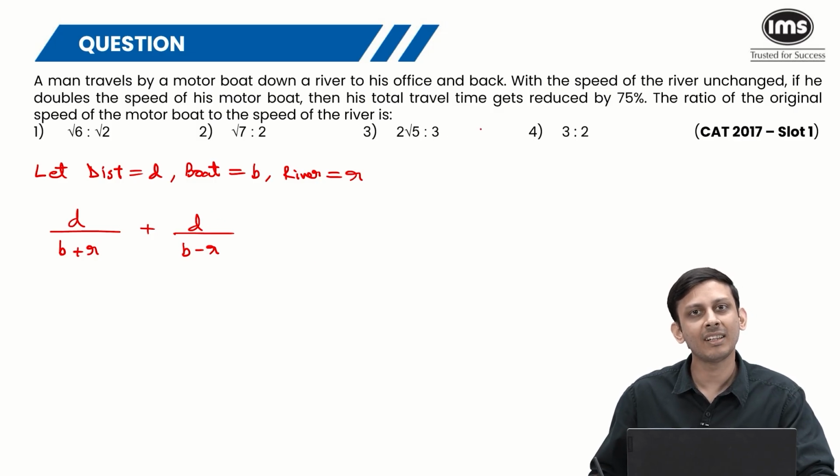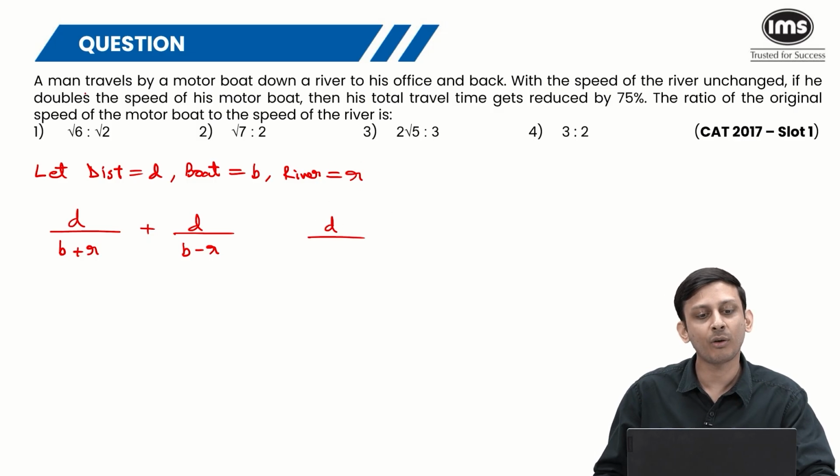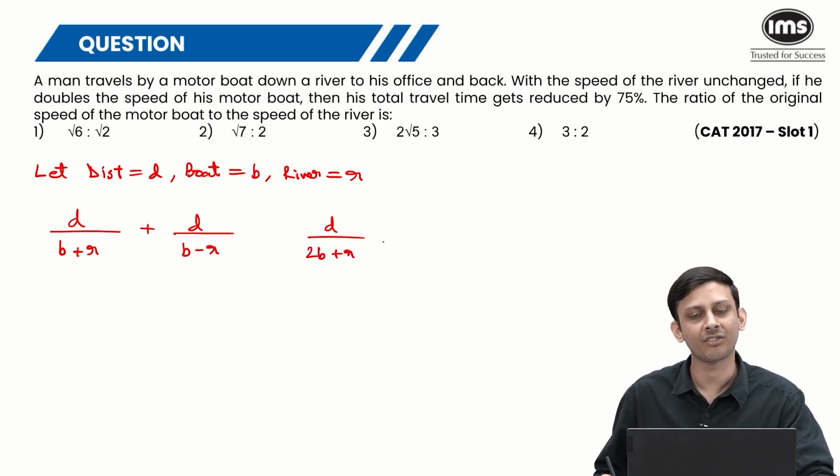And if you look at the new situation we would have the same distance, but now speed of the boat is becoming double. So downstream it would be 2b plus r. Boat is double, river is unchanged. And upstream would be 2b minus r. So this would be the time in the new situation.